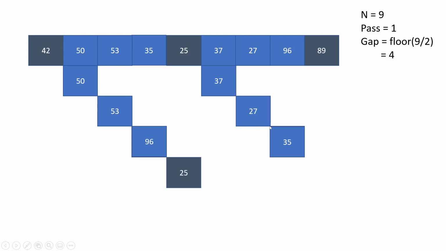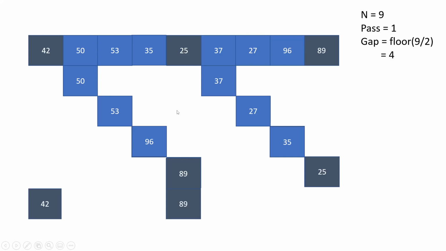Next, we will compare 25 and 89. Since 89 is bigger, they will switch position. 89 in front, 25 behind. And since 42 is also 4 numbers away from 89, 89 will be compared with 42. And since 89 is bigger than 42, 89 will be in front, 42 will be behind.